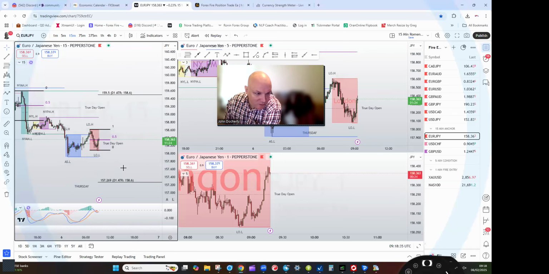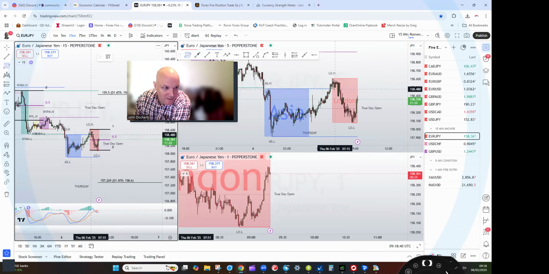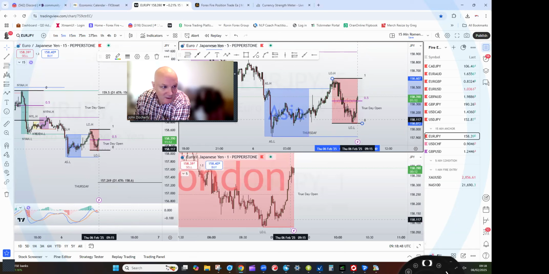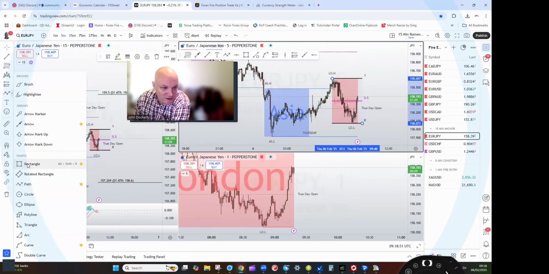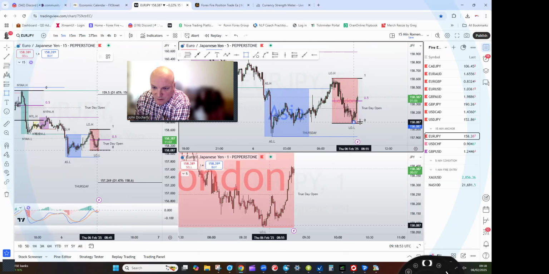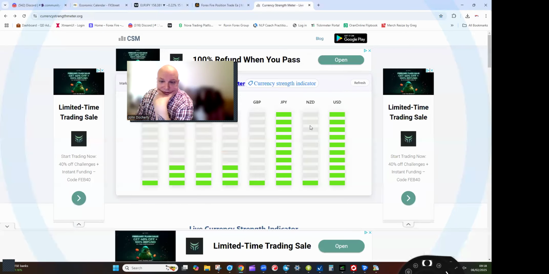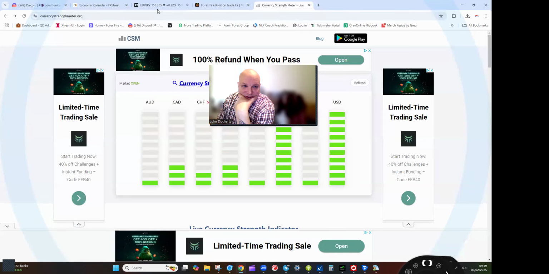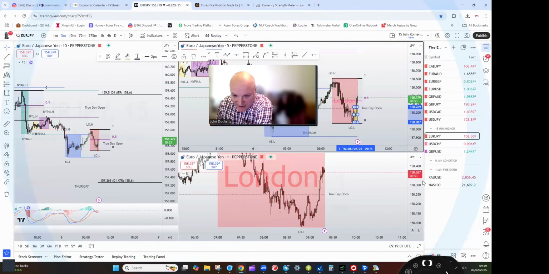All right, okay, guys. So we've had a touch into the 50% of the Euro JPY. Okay, so again, we're going from the high down to this low. We get the confirmation because we've got separation candles as well. Again, we're going to currency strength. The euro is weaker than the JPY, so it does state in the mechanics that it's in our favor.